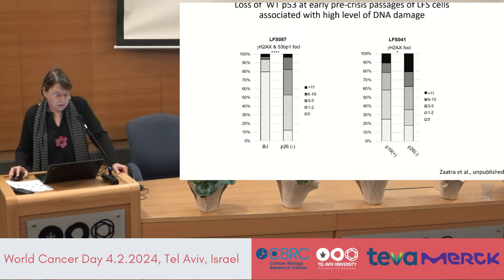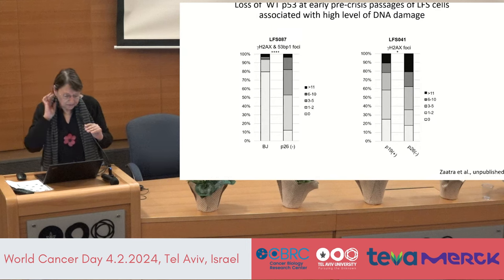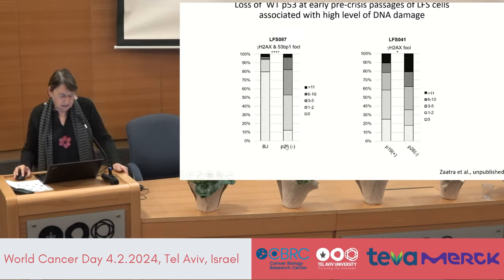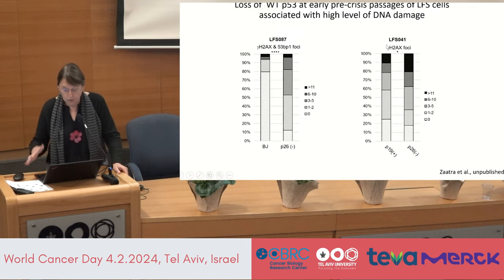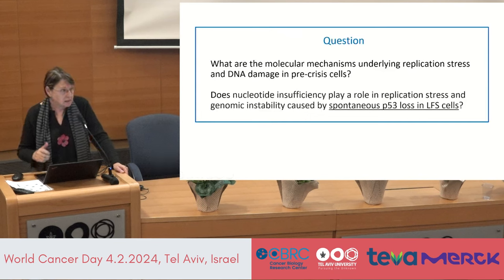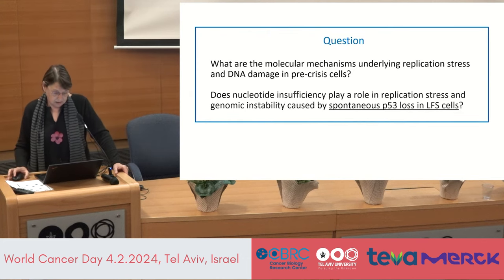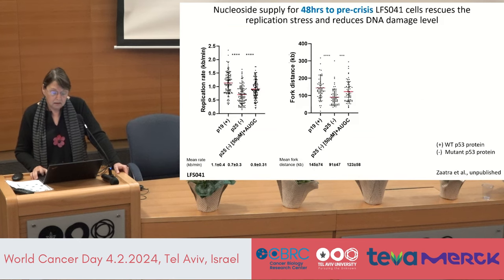What about DNA damage? We can see here patient 87. This is the level of the damage in a normal fibroblast, compared to what we see in passage 26 in cells of these patients, a very, very high DNA damage. And in patient 41, we see the same, although the baseline here is very high DNA damage already. So does nucleotide insufficiency play a role in the replication stress and genomic instability that was caused by spontaneous P53 loss in the LFS cells?